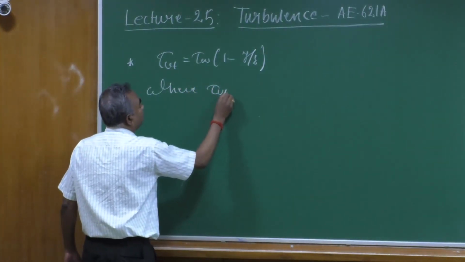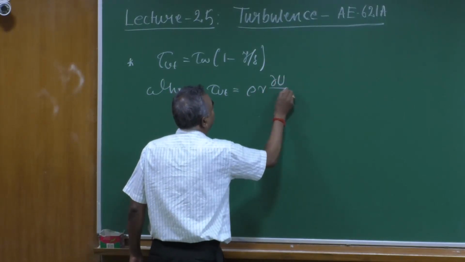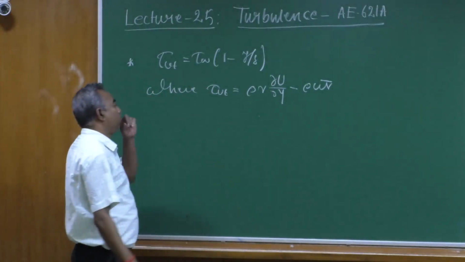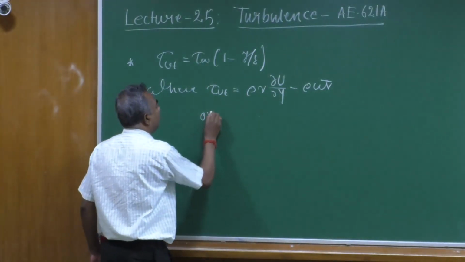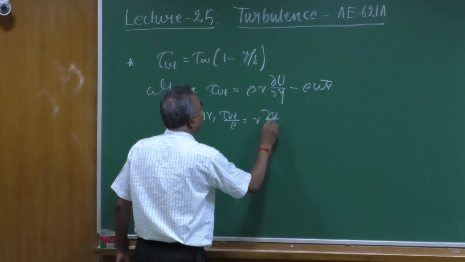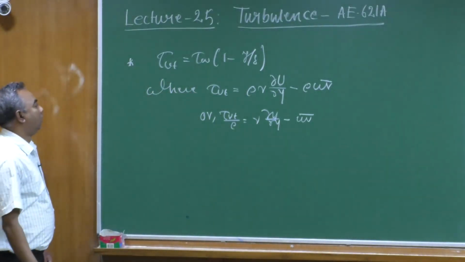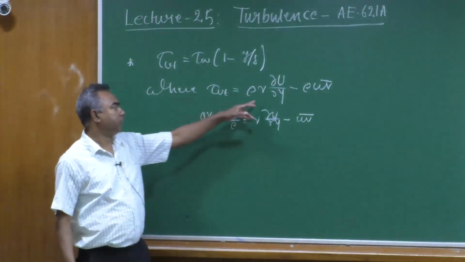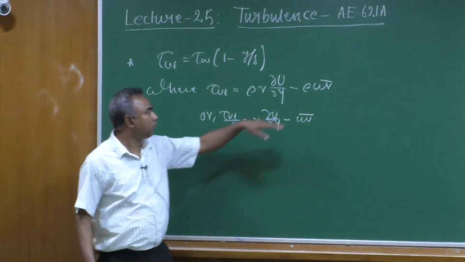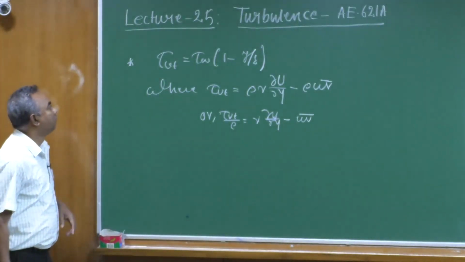Where tau_w is rho nu del u del y minus rho u'v' bar. Or we can write that as tau_w by rho equals nu del u del y minus u'v'. So, very close to the wall we found that this viscous shear stress dominates, whereas as we go away from the wall the turbulence shear stress starts dominating. So, this is what we learned.